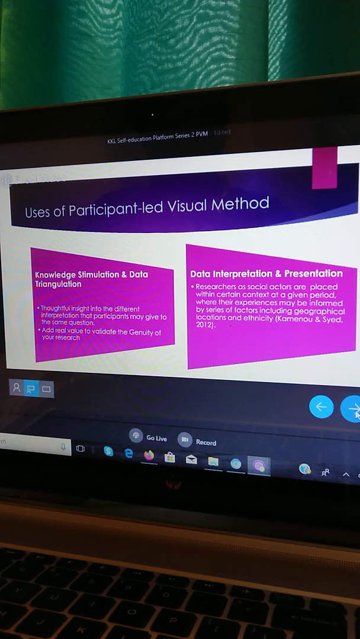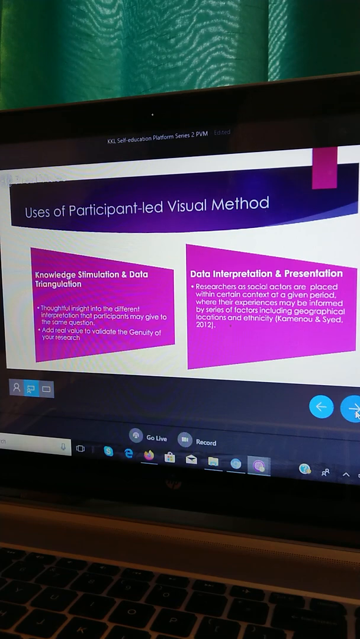The last but not the least is in terms of your data presentation and data interpretation. As you have used participant-led visual method to collect data, you can also use it to interpret what the findings in your research are, and also use participant-led visual method to feed back, to communicate and disseminate to your readers, the audience, or those who have taken part in your research, what the outcome is, rather than presenting them with a lengthy document of reports or findings. Just shrink it down using participant-led visual method to capture the whole stories.